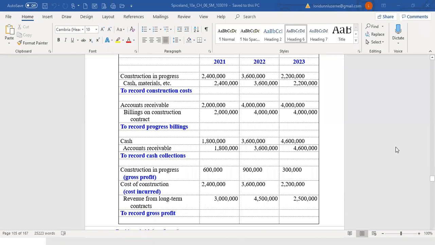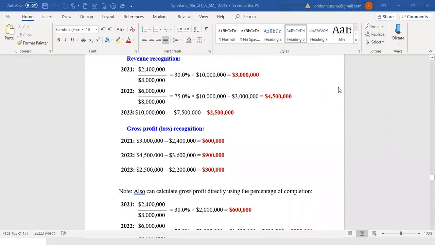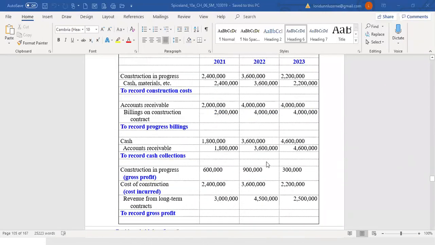Finally, we need to record the revenue that's being recognized, the actual costs, and the gross profit as a journal entry. So when we credit revenue from long-term contracts, we credit it for the dollar amount we determined up above, $3 million. We debit an expense account, cost of construction. You could think of that as cost of goods sold. So these two accounts, the one with the $3 million in revenue and the cost of construction of 2.4, they're the only two accounts that are going on our income statement.